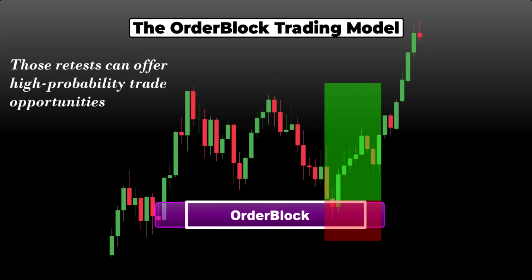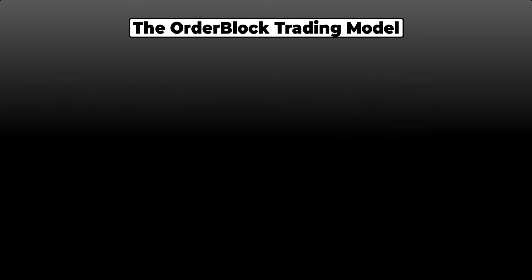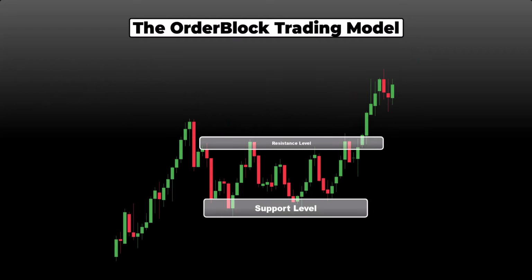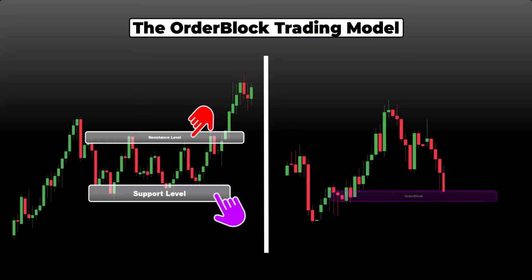At first glance, order blocks may look like support and resistance, but they're different. Here's how. First, support and resistance form after repeated rejections. If the price bounces multiple times, traders draw lines. But order blocks come from aggressive institutional moves, not just rejections.